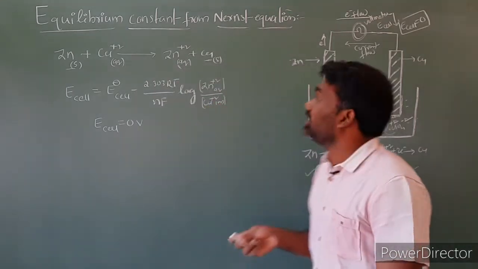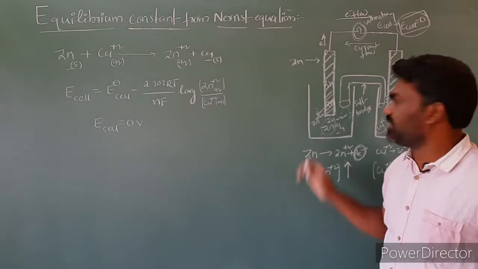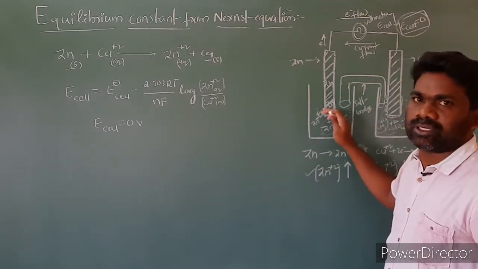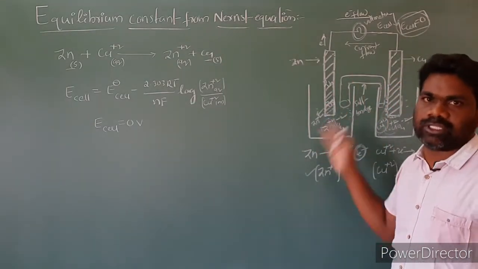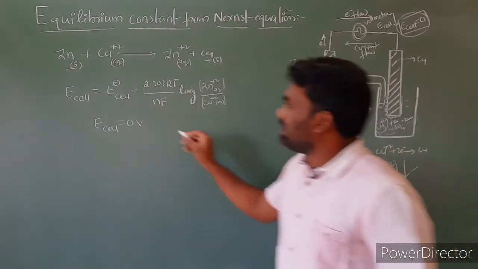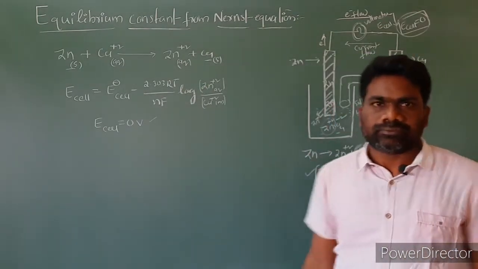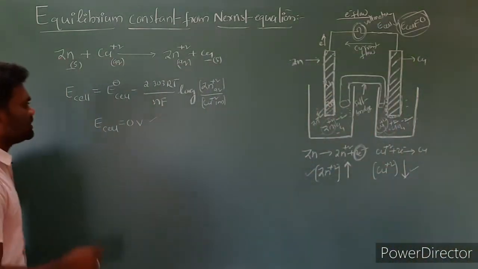When equilibrium is attained, E cell is equal to 0, because no electrons are flowing from the zinc rod to the copper rod. There is no current flow, and so E cell is taken as 0. So at the equilibrium state we take E cell equal to 0.